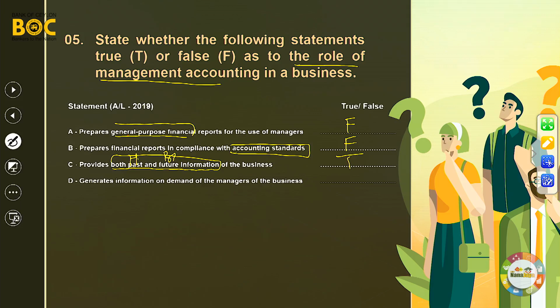That generates information on demand. This point also we discussed in the previous question. Management accounting information you provide on demand. On request you provide information to the managers. Statement is true. The first two statements are false. Third and fourth statements are correct. That is the 2019 question.